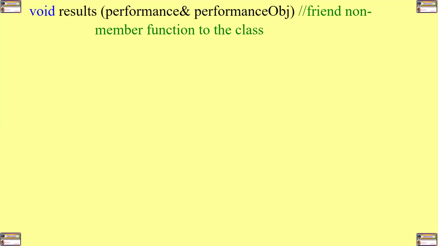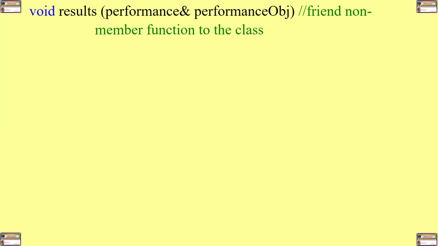And you can see it is not preceded by the reserved word friend, and it has no scope resolution operator because this is a standalone function within our program. But it has been made a friend. So anytime you have a function within your program and you want to make it a friend in a class, you just write your function as usual, and then you prototype it in the class in which you want it to be a friend.